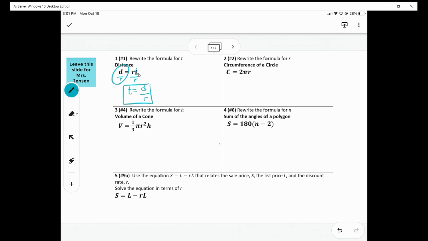Number 2, we're solving for r, and right now we're multiplying by 2 pi. So we want to divide both sides by 2 pi. So r equals c divided by 2 pi.